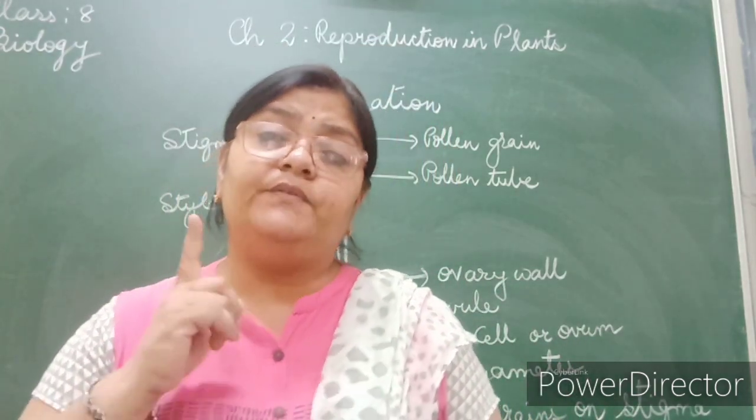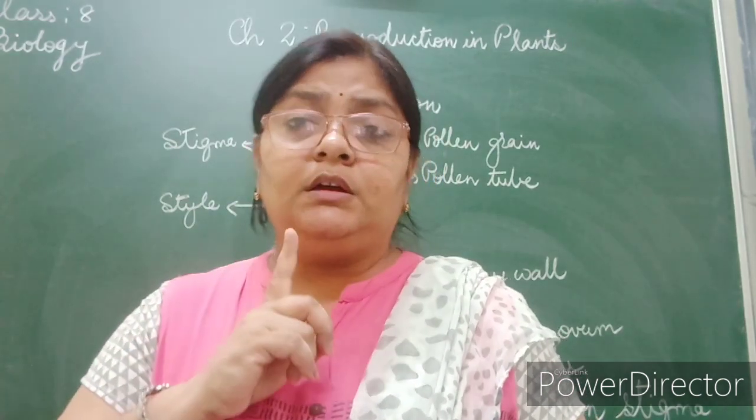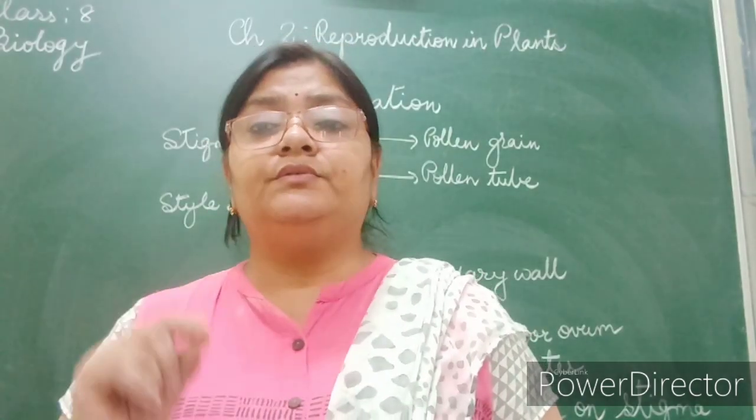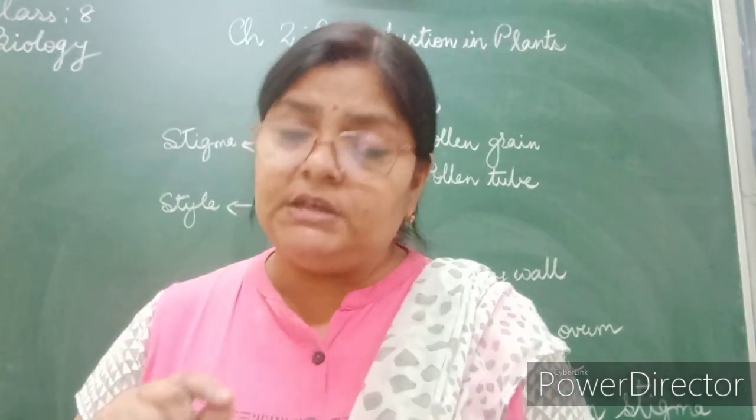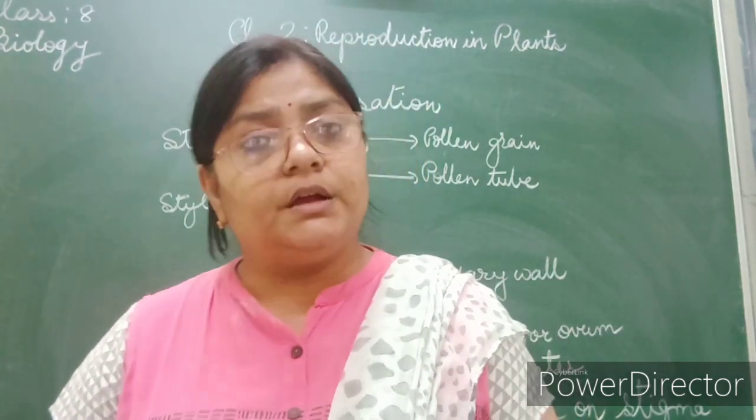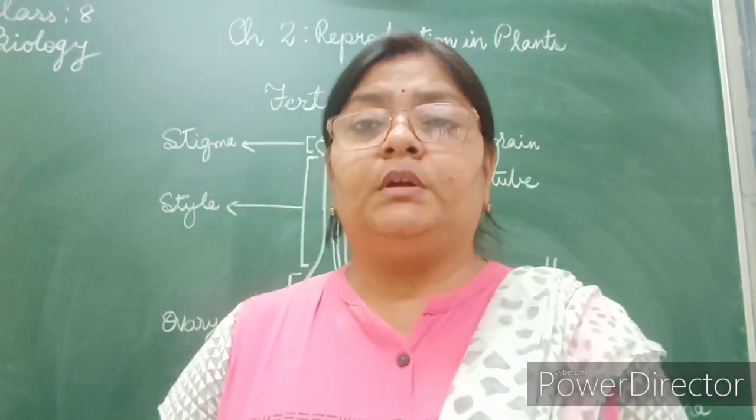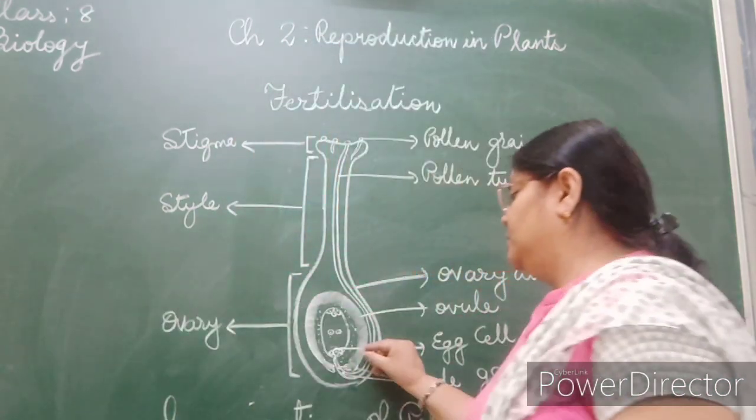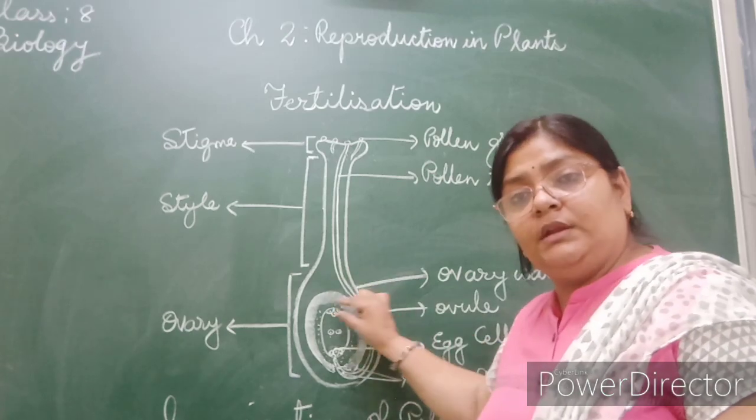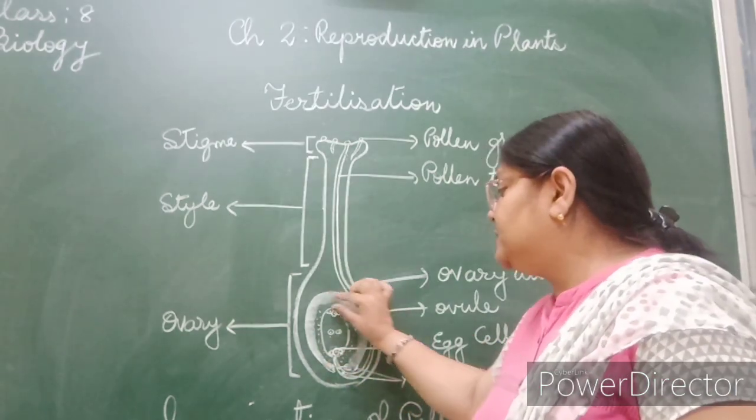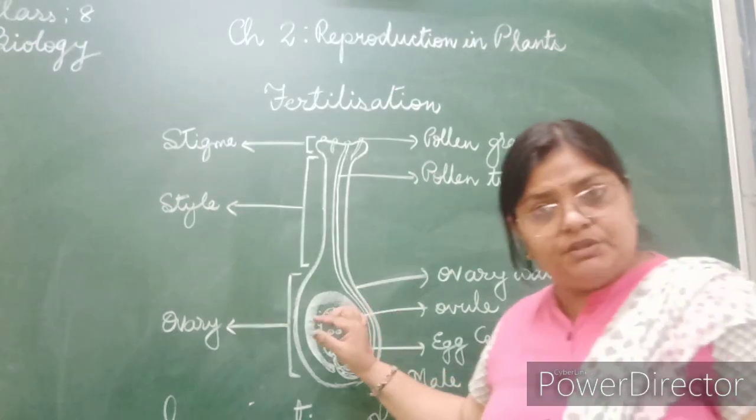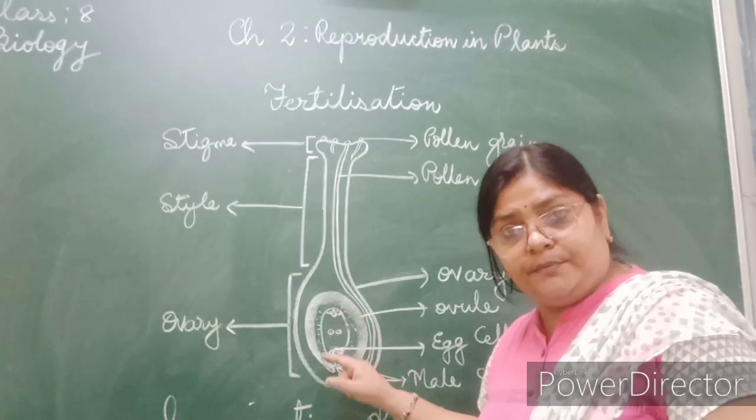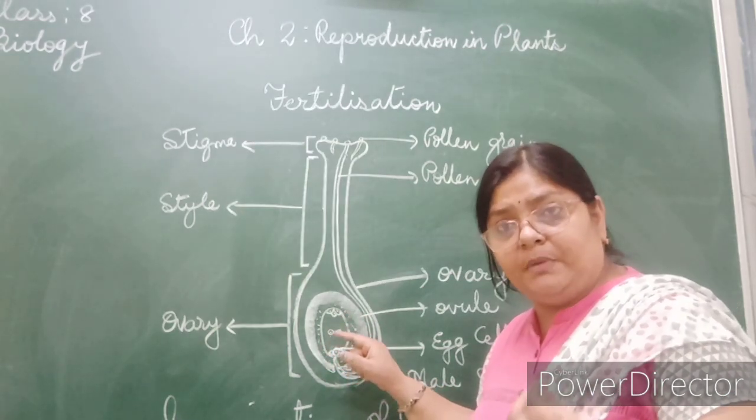changes occur only if the pollen grain reaches the stigma of its own species. Once it reaches the stigma of its own species, then further changes occur. Now talking about the ovule, that is the female gamete. The ovule has two protective layers called integuments. Then it has a mass of cells which is nutritive. Then inside it there is an embryo sac that holds the baby plant later on.